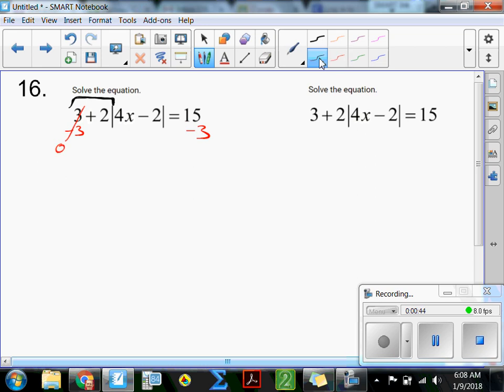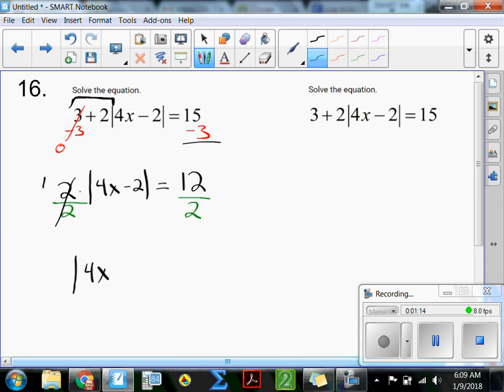So all I have left on the left-hand side is a 2 times the absolute value, 4x minus 2, and then that equals 15 minus 3, which is 12. I also don't want to distribute a 2 because I have an absolute value function, not a set of parentheses. So I'm going to divide by 2. 2 divided by 2 is the number 1. So now I just have the absolute value, 4x minus 2, and that absolute value is equal to 6.